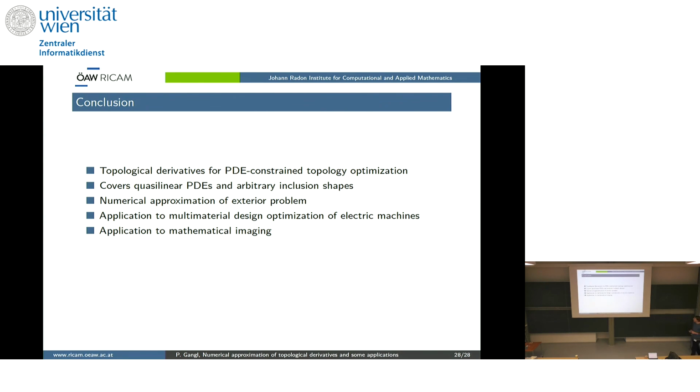Okay, with that, I'm coming to the end. I showed you an overview over computations of topological derivatives for different classes of PDE-constrained topology optimization problems, including quasilinear PDE constraints and in particular also inclusion shapes that are non-standard. By approximating the topological derivatives numerically, we could use these quantities on the one hand in topology optimization algorithms, and on the other hand in imaging examples.